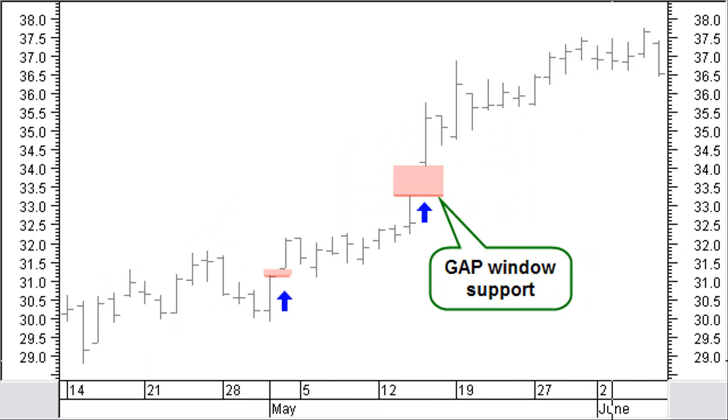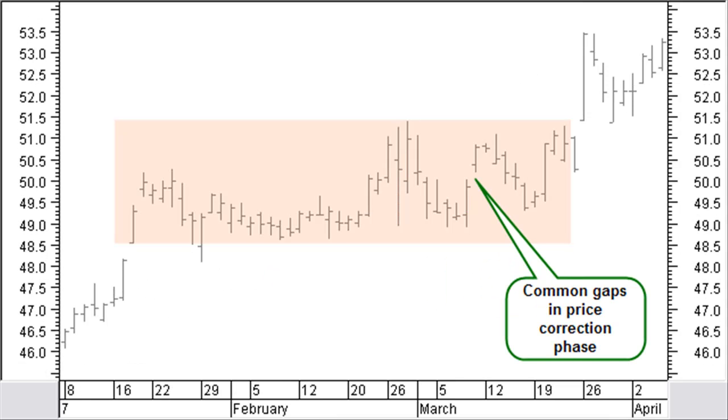In the video about windows or gaps, we learned that up gaps or windows in an uptrend are giving support. So we will add code to detect up gaps and make use of this gap window support. The disadvantage of using gap windows as a support level is that we also take into account the common gaps.